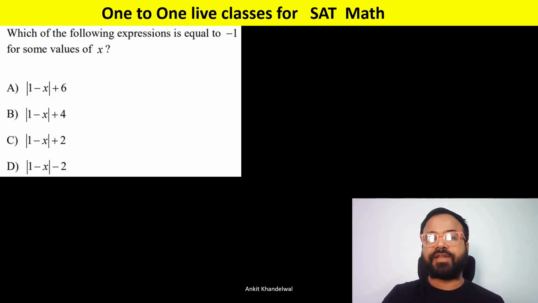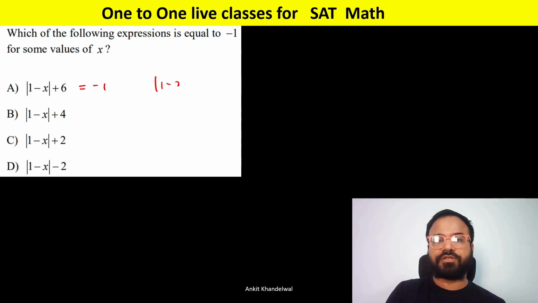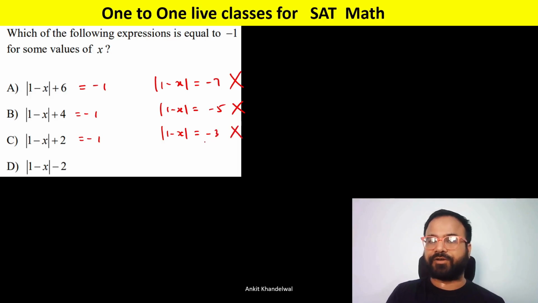It says, which of the following expressions is equal to minus 1 for some value of x? So we have to see which one will give minus 1 as the answer for some particular value of x. Let's say if you put it equal to minus 1 and take the 6 to the right hand side, the modulus of 1 minus x is equal to minus 7, not possible. Here also, if you put it equal to minus 1, the modulus of 1 minus x is equal to minus 5, which is not possible. If you put it equal to minus 1, the modulus of 1 minus x is equal to minus 3, which is not possible at all.